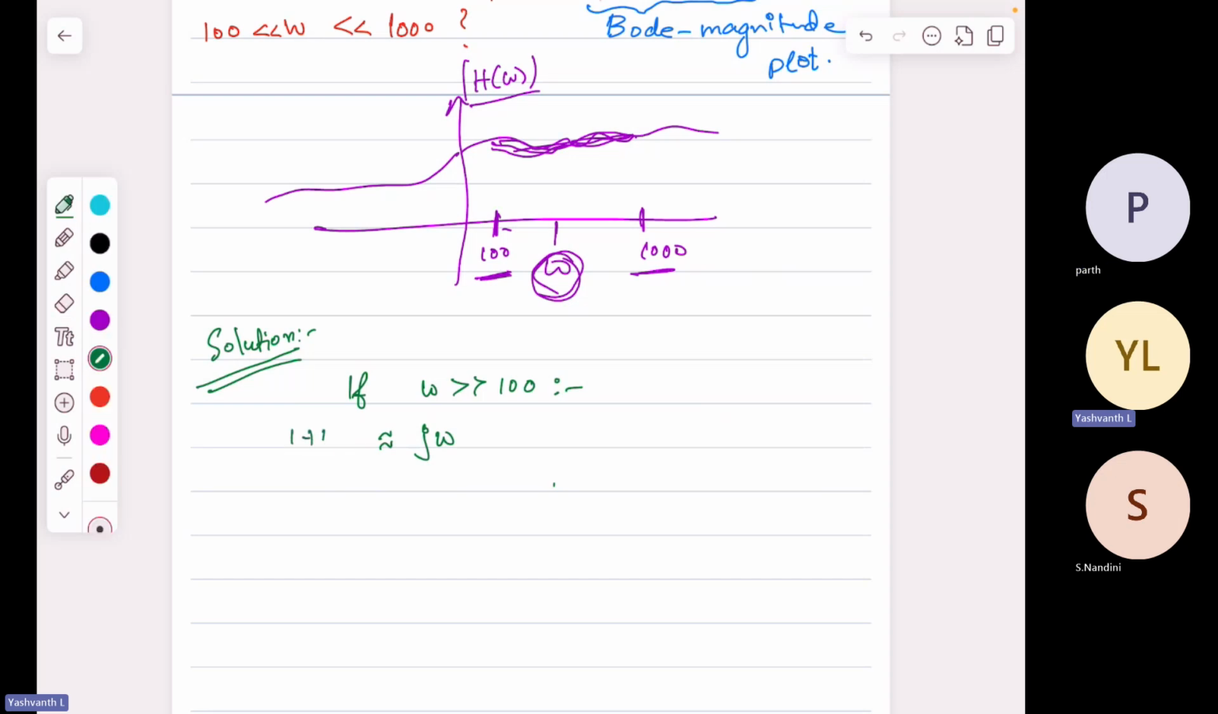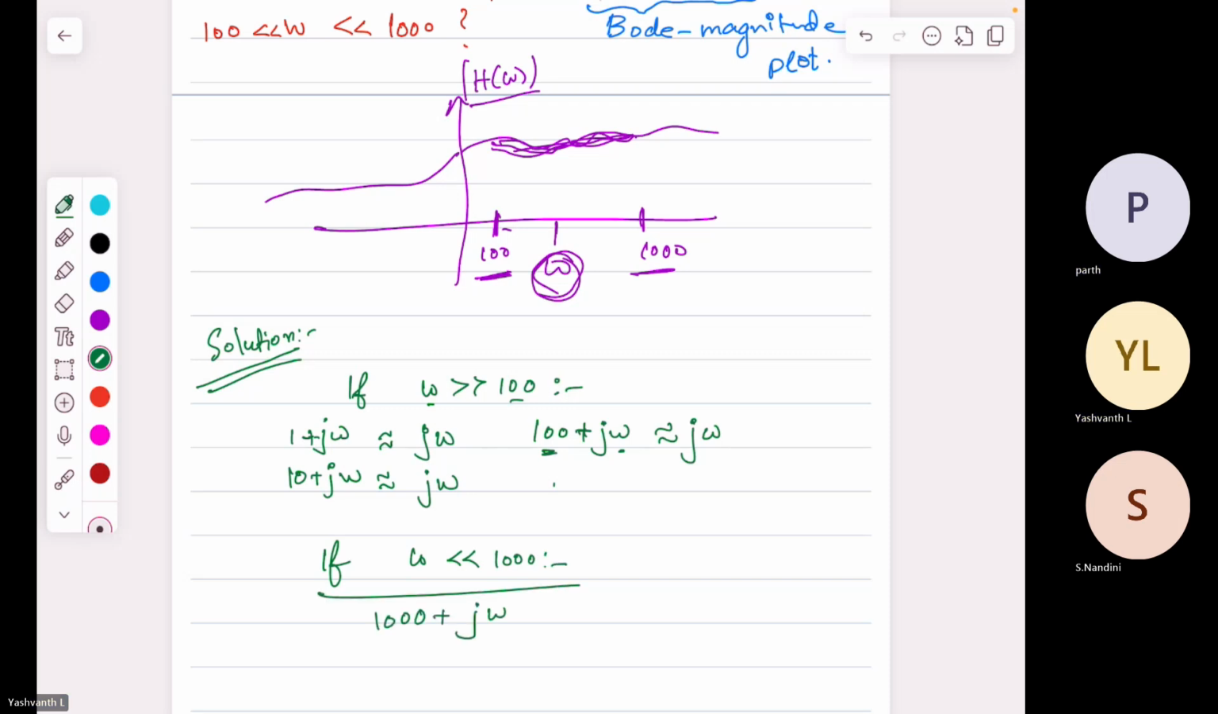On the same token, if you are okay with this, then the solution is very easy. 1 plus j omega is approximately j omega. Similarly, 100 plus j omega is also approximately equal to j omega, because omega is a much larger number than 100, so 100 will be negligible compared to omega. 10 plus j omega is also approximately j omega, because if omega is much larger than 100, obviously it is much larger than 10 and 1. That is number one. Now, number two, if omega is much smaller than 1000, then what is 1000 plus j omega approximately? 1000. Correct, 1000. That's all.